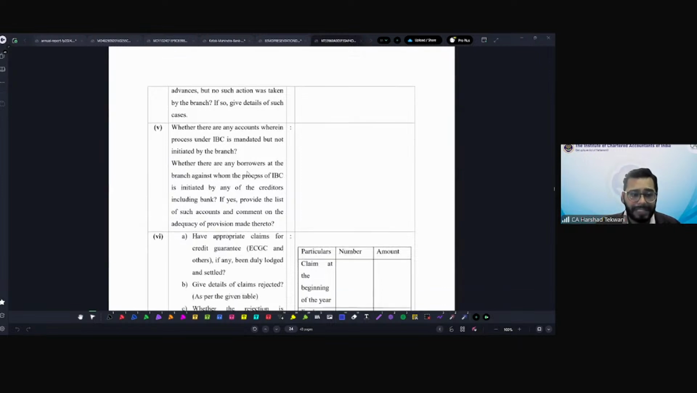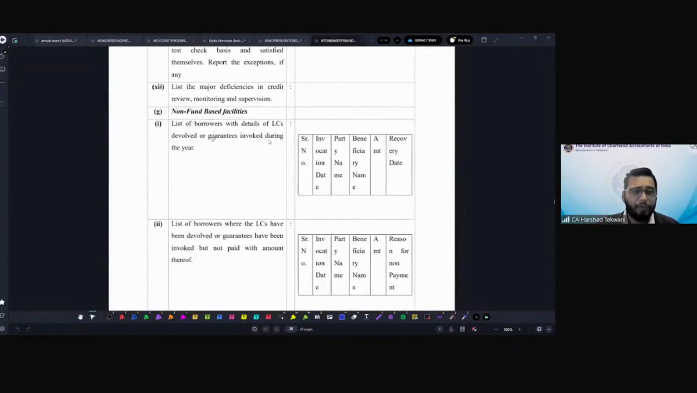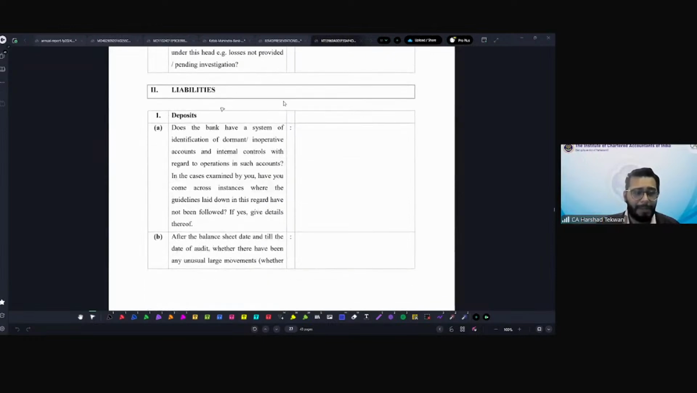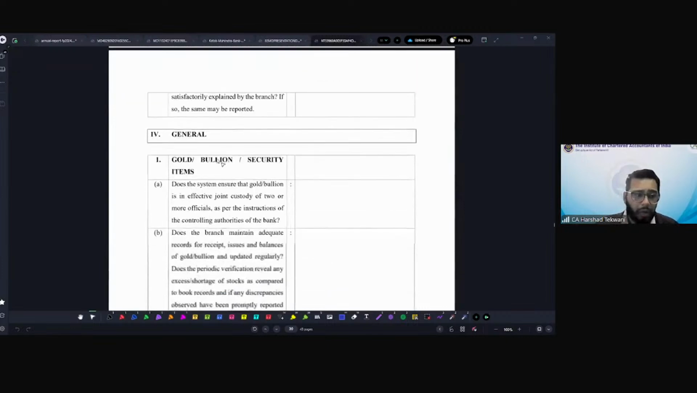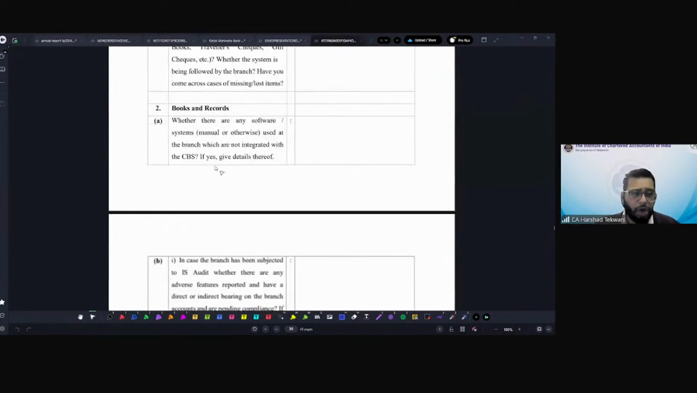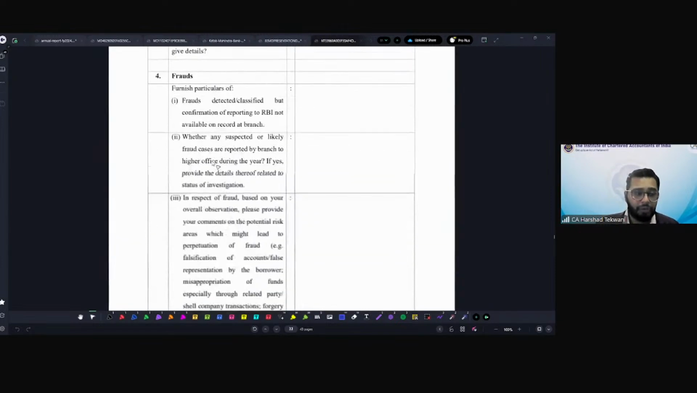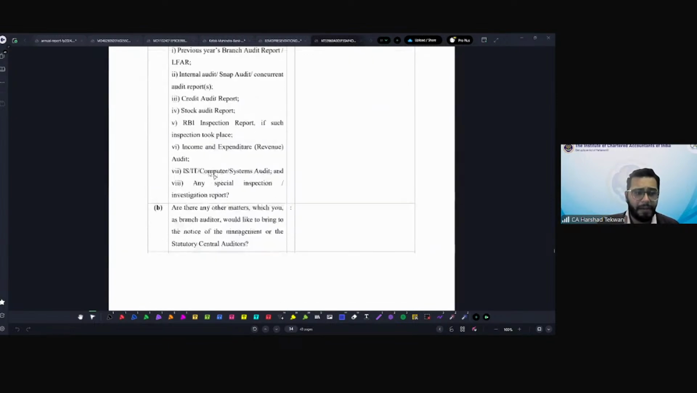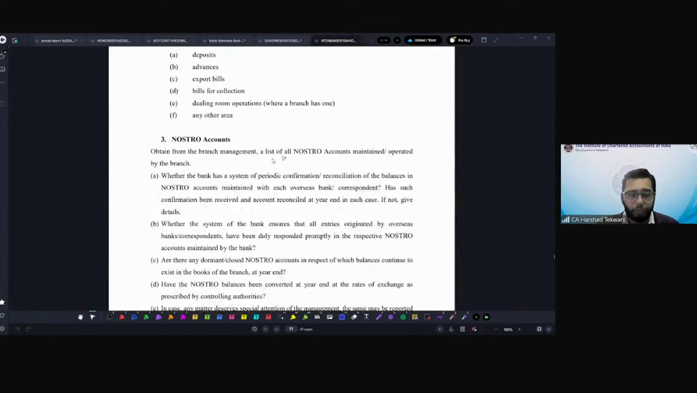Accounts which are under insolvency, under credit scheme, okay. So non-performing assets, NPA, non-fund based facilities, a lot of things are there that are required to be reported. And now with respect to the liabilities like deposits or other liabilities, contingent liabilities, profit and loss account related things, general ledger or books and records related things where the auditor has to report, inter-branch accounts, multiple things, management information system, MIS related, okay. And there are some specific questions applicable to some specific branches dealing in foreign exchange, nostro accounts, okay.